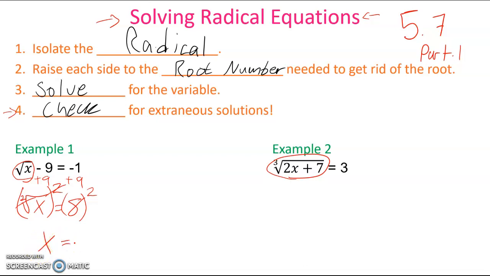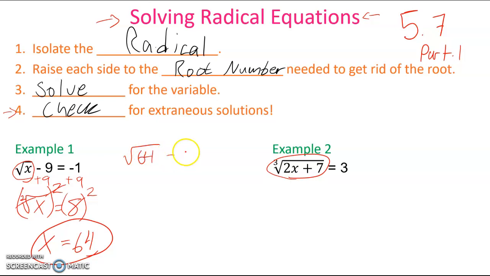And then I'm going to be left with x equal to 8 squared. 8 squared is equal to 64. x is equal to 64. But we need to go back in and check to make sure that that answer works for our equation. So I'm going to go back and check.